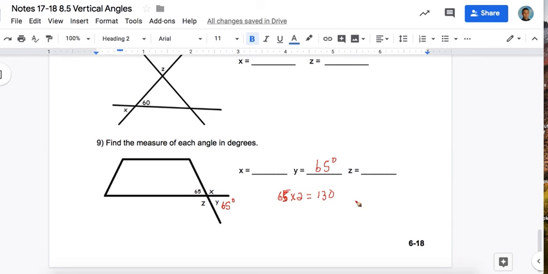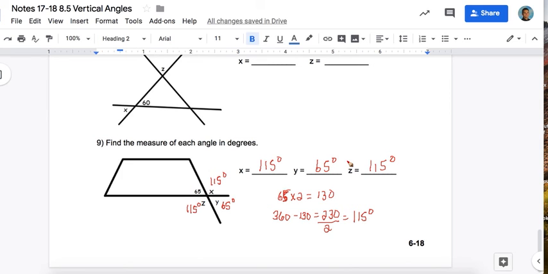And we can take 130 away from 360. And that gives us 230 degrees. And we know that these two angles are the same. So I can divide that by 2. And I get 115 degrees. So x is 115. And I can put that in here. And we also know that z is 115 degrees. And I can go ahead and write that up here.